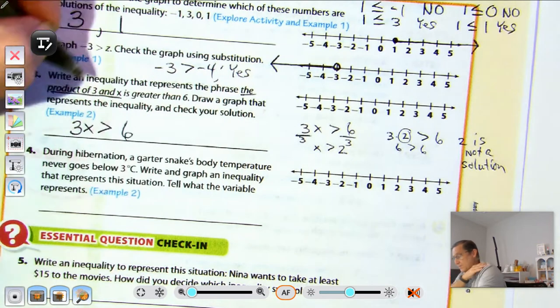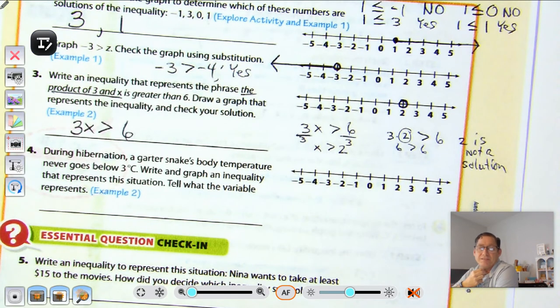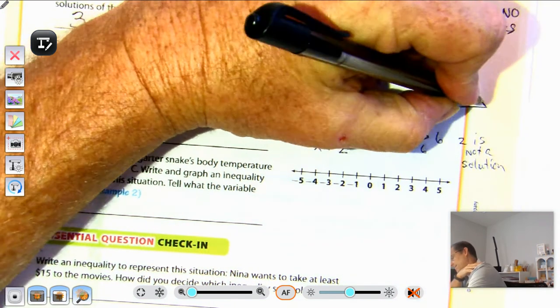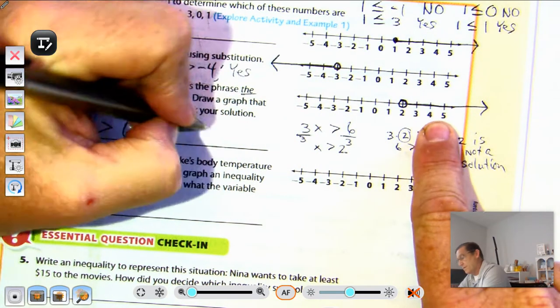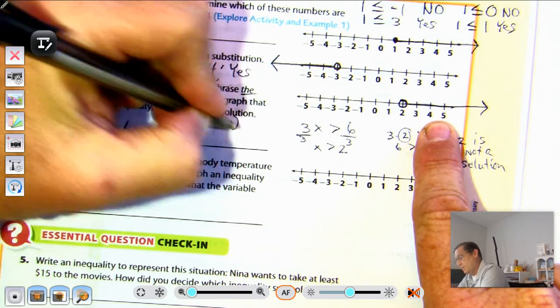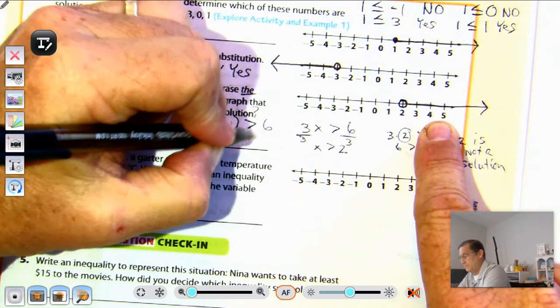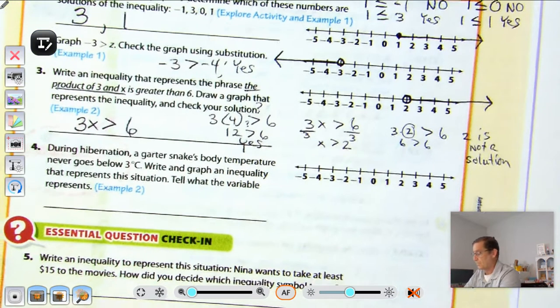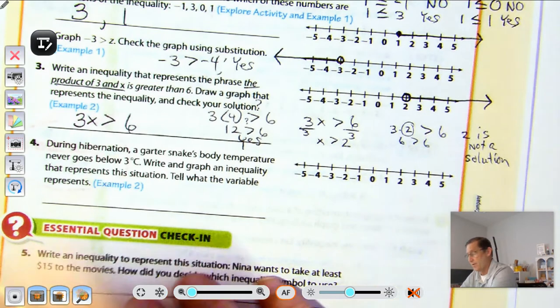So we're going to find 2 on the number line, and it's going to be an open circle because it's not included. 2 does not make a true statement. So we want numbers greater than 2. So we're going to go to the right. Now let's check one of the numbers greater than 2. Let's try 4. 3 times 4 is greater than 6. So we're checking that, right? 3 times 4 is 12. Is 12 greater than 6? Yes. So our solution is, x has to be greater than 2.